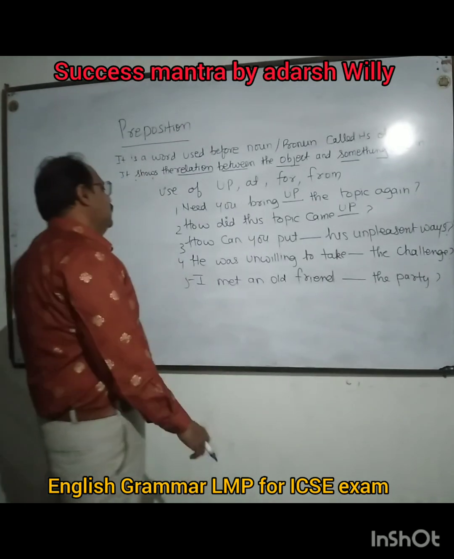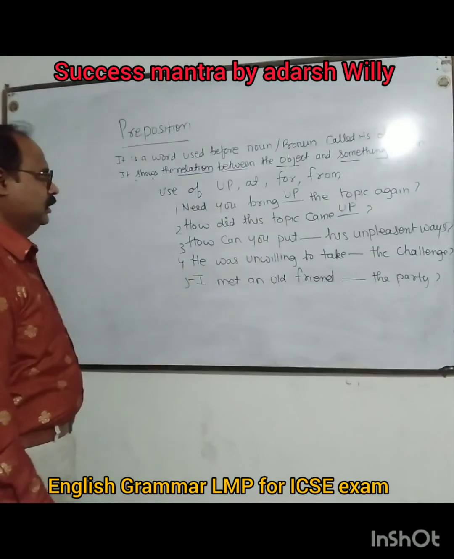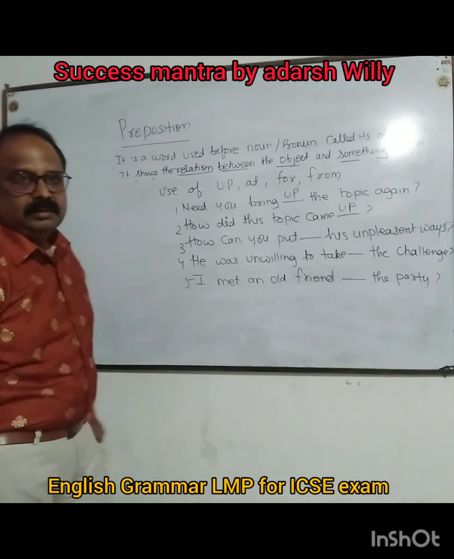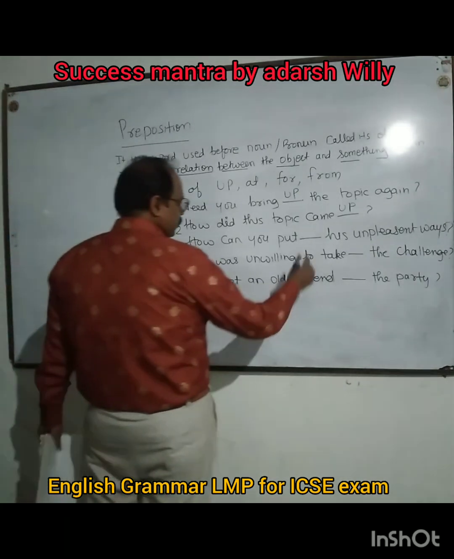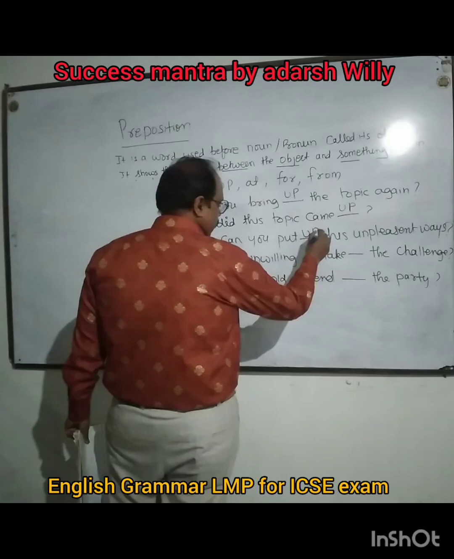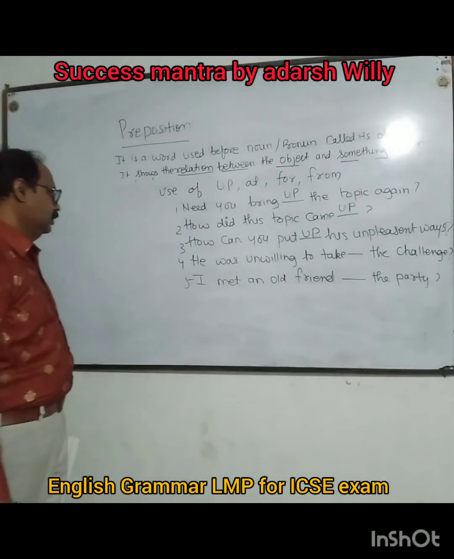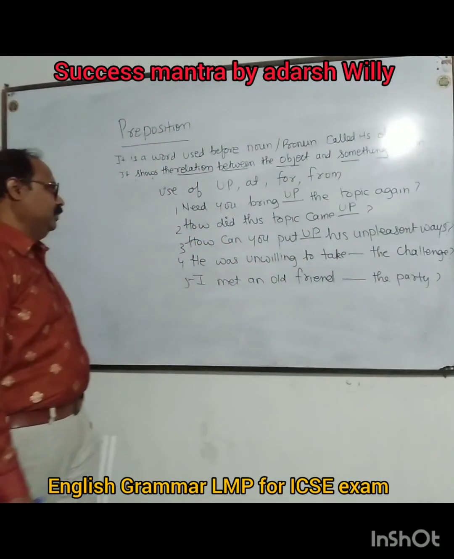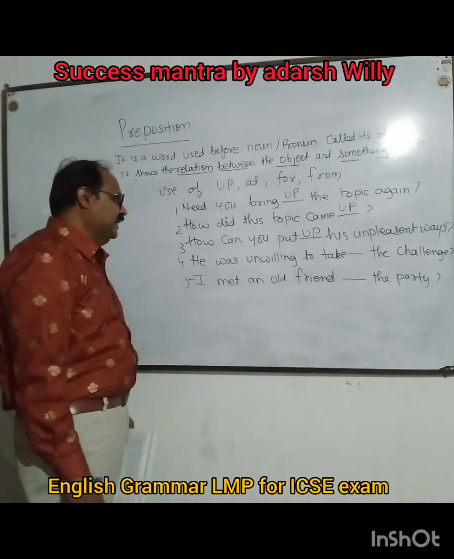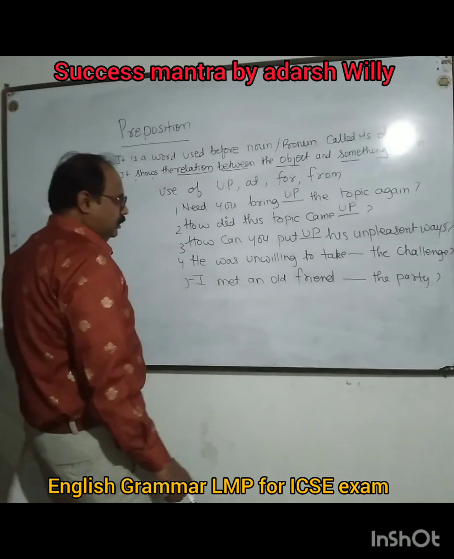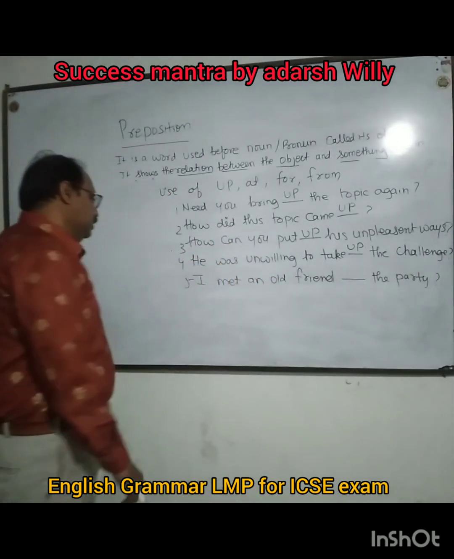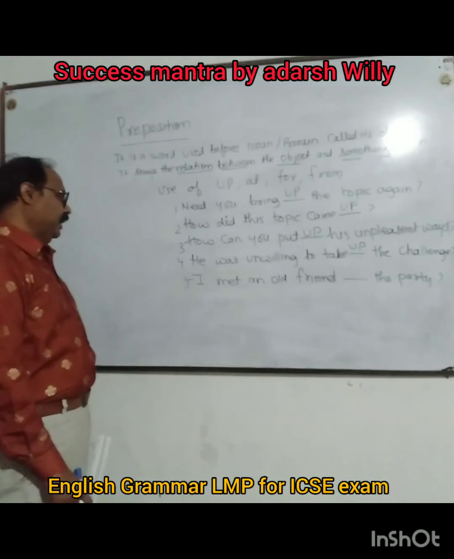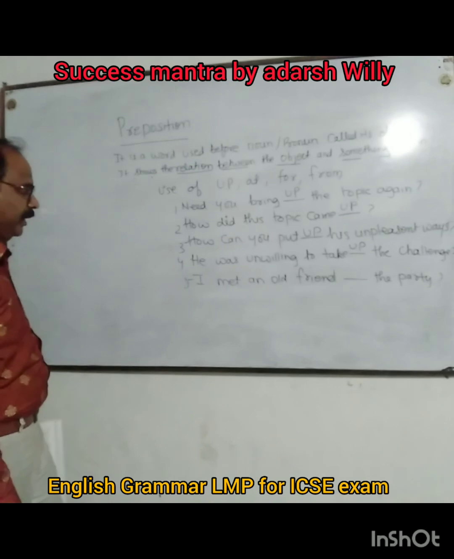Now the third sentence: how can you put dash his unpleasant ways? Sir, up. So what should come over here? Up will come. Again, right answer. Question number 4: he was unwilling to take dash the challenge. Sir, up. Yeah, that is also right. Take up the challenge.